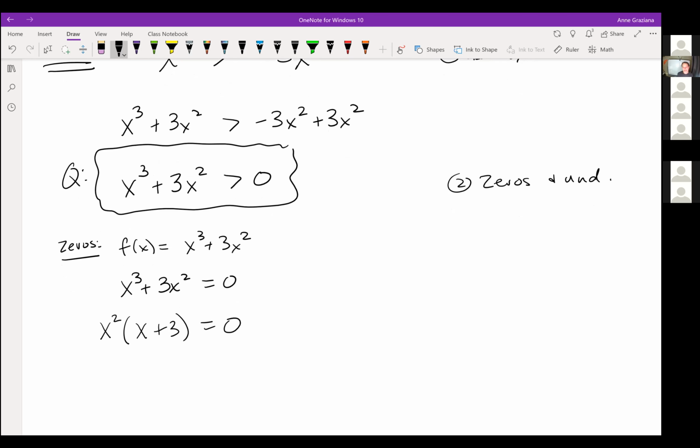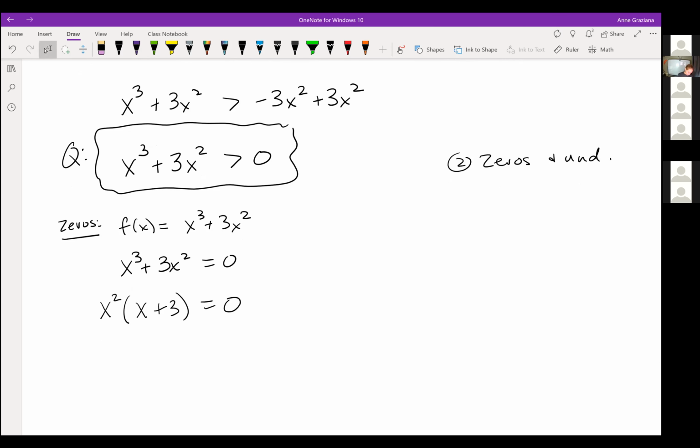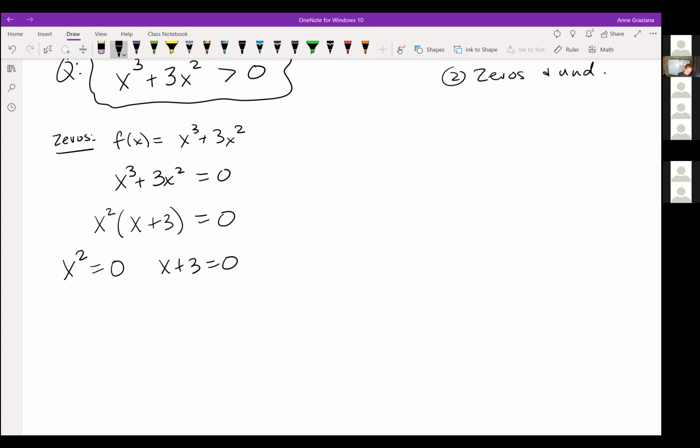I know it's awkward if everybody talks at one time, but we're going to factor out that x squared, and then we have something multiplied that equals 0. So we use our zero factor property. So x squared is equal to 0, and x plus 3 is equal to 0. If you square root both sides, you get x is 0, and x is -3. So my two zeros are these two.